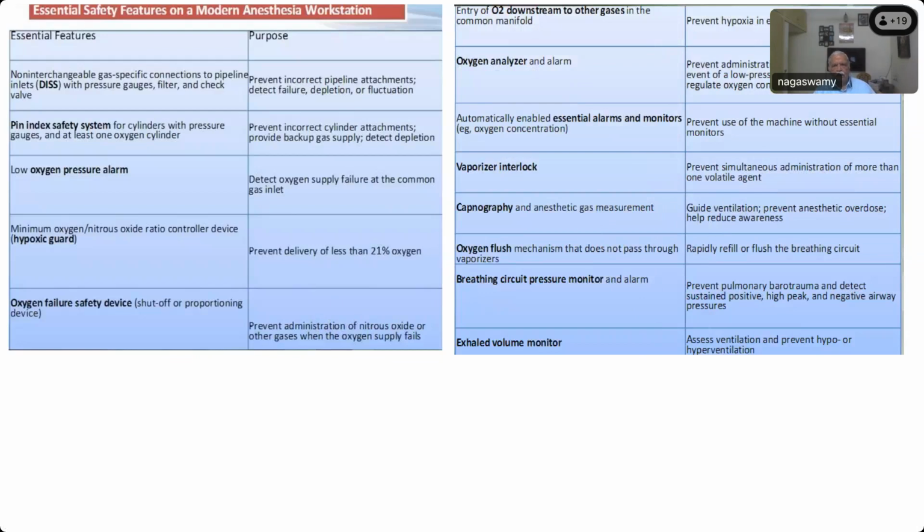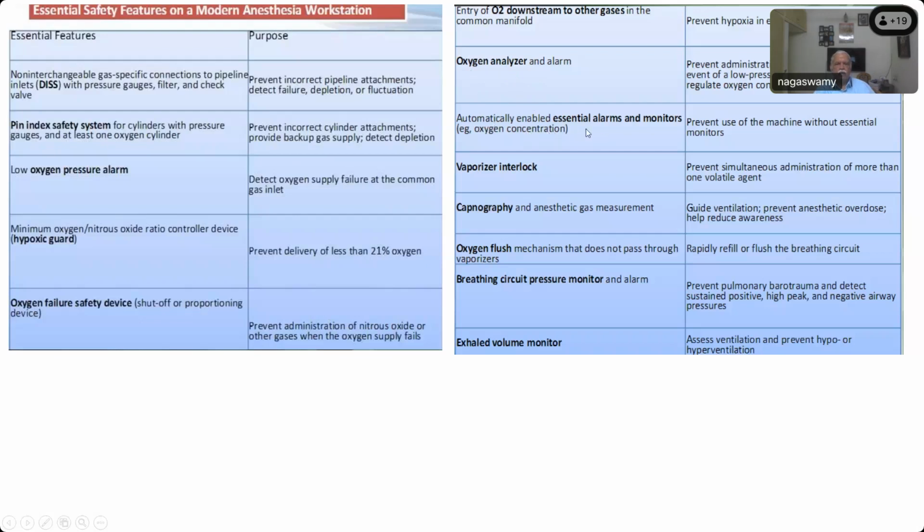And then the oxygen analyzer, which comes along with all the workstations. This is a very, very important safety measure that has been incorporated so that you know whether you are giving the right quantity of oxygen required to the patient, irrespective of the flow meter or the flow rate that you keep. If this is working properly, you will know whether you are giving adequate oxygen or not.